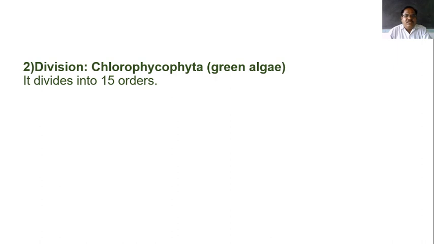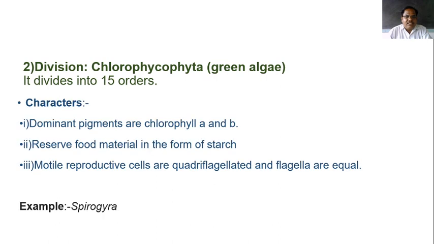The second division is Chlorophycophyta, known as the green algae, in which Spirogyra, Chlorella and others are included, having green color pigments. So these are the examples. What are the characters? The dominant pigments are chlorophyll A and B. This is the first character, the dominant color pigment inside this plant. And the reserve food material, no doubt, is starch. So starch is the reserve food material in the cell.